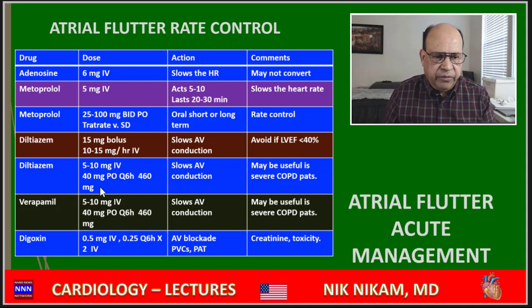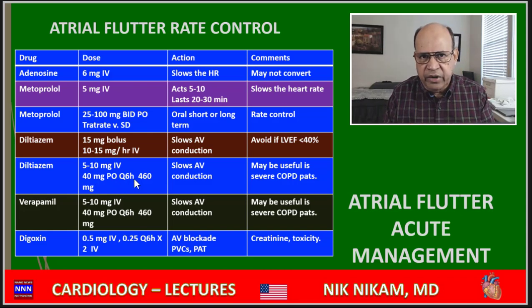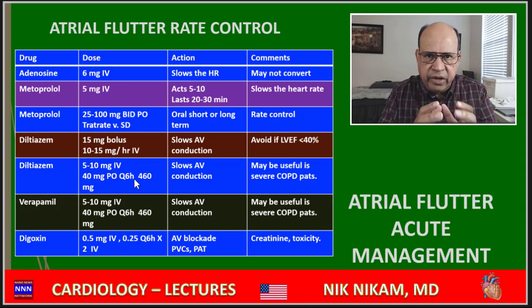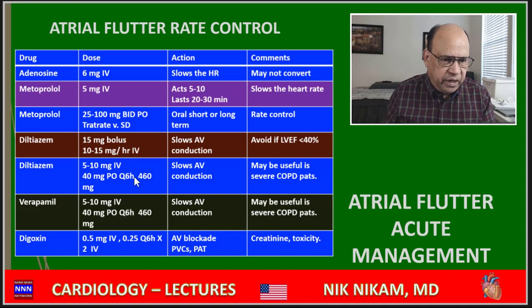Diltiazem can also be given orally. We have long-acting diltiazem, which can be given in a dose of 120 to 460 milligrams per day. But we need to watch for the left ventricular function. It is useful in patients with a chronic obstructive pulmonary disease where we cannot use beta blockers because of potential bronchospasm or worsening of lung condition. Same thing with the metoprolol.